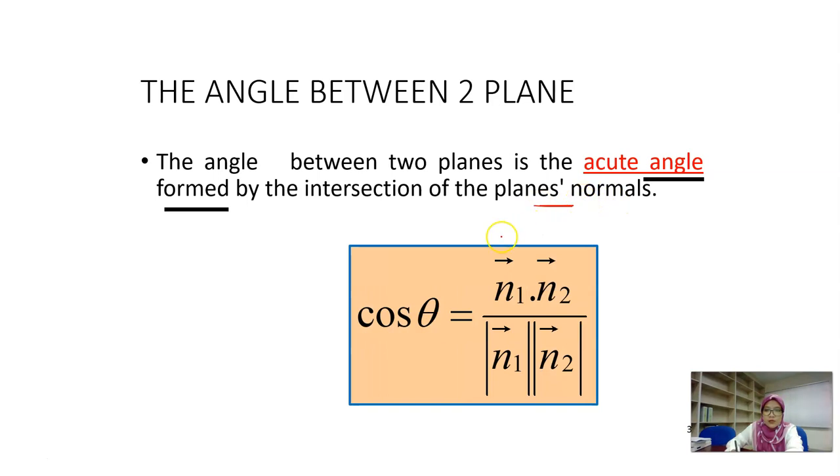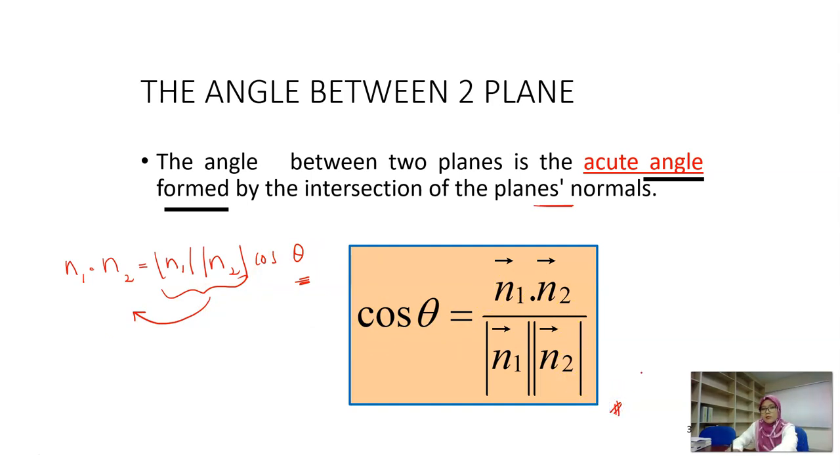So how do we find it? Same as the dot product: n1 dot n2 equals modulus of n1 multiplied by modulus of n2 times cos theta. We want to find this, so you rearrange everything and bring this one to the other side. So cos theta equals n1 dot n2 over the multiplication of modulus n1 and n2.